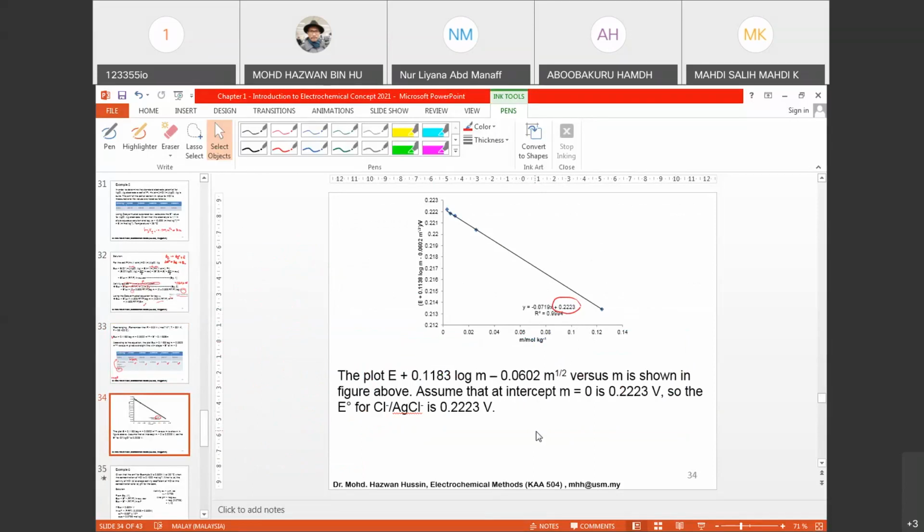Okay, so anyone knows how to get the linear equation using a calculator? Siapa tahu? Anyone knows? Liana, you know? Yes, I know, Doctor. Okay, you know how to do it. And how about the others? Mahdi, do you know how to get the linear equation from a calculator? No, I don't know. Maybe you have to start learning.